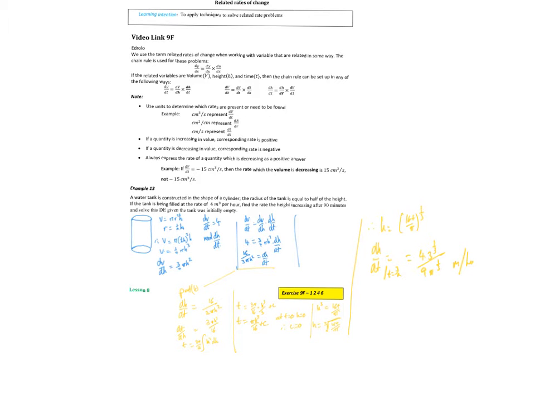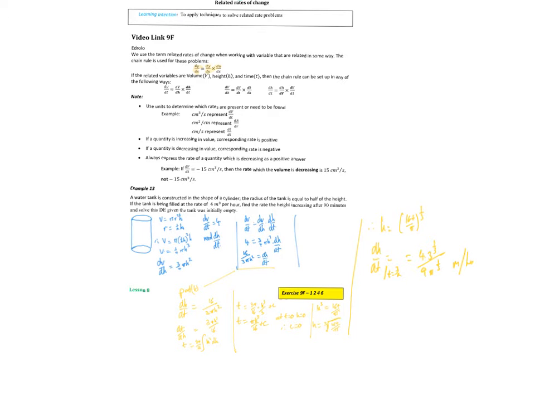Okay, so related rates are used when we're working with variables that are related in some way. And I guess it really derives itself from the use of our chain rule. So we consider the chain rule where dy/dx is given by dy/du times du/dx. So the variable u relates to two variables y and x in some way. Typically for us, we talk about volume.